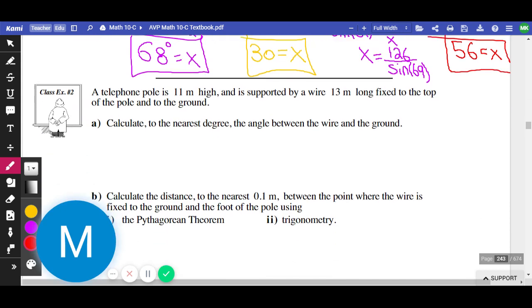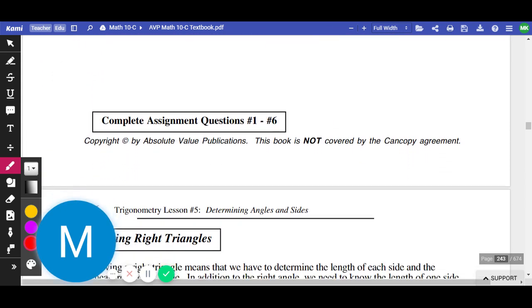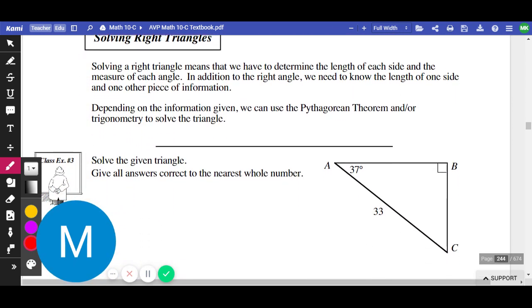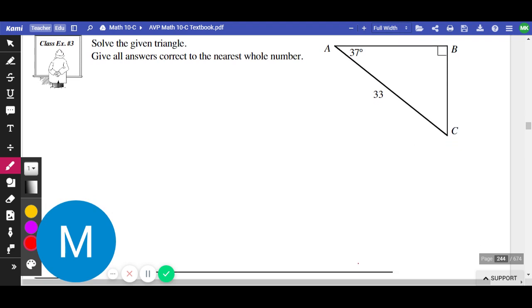But what I do want to go to is the next page, right here. Because this is a type of question you get, and people are always like, whoa, I don't know what this is talking about. They give you a triangle. They don't label anything as missing. If you look over here, nothing's labeled as missing. There's no x. There's no anything labeled. And the question just says, solve the given triangle.